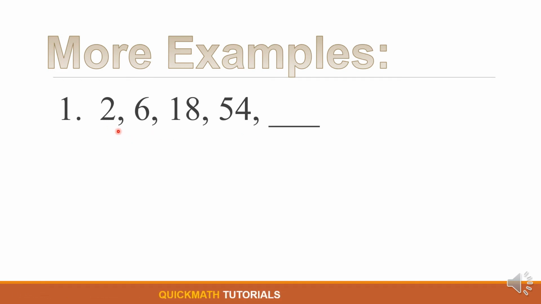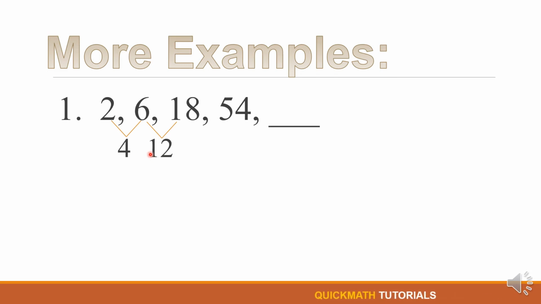So first, we will try to subtract the second to the first, the third to the second, and the fourth to the third. So we have 6 minus 2 is equal to 4. 18 minus 6 is equal to 12. As you can see, they are not the same. So therefore, the pattern is not by subtracting.